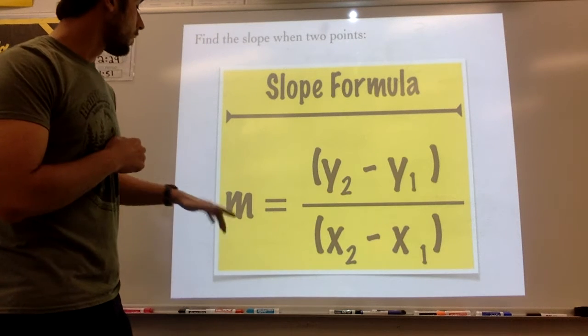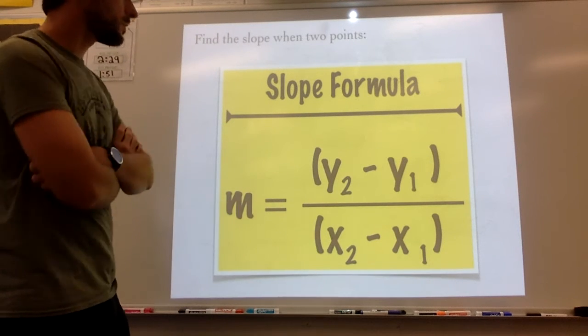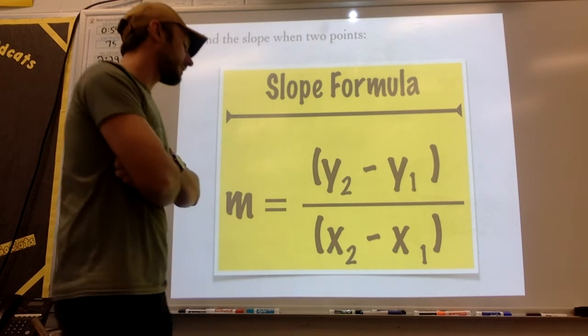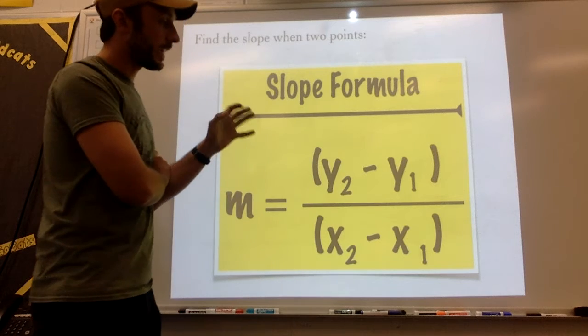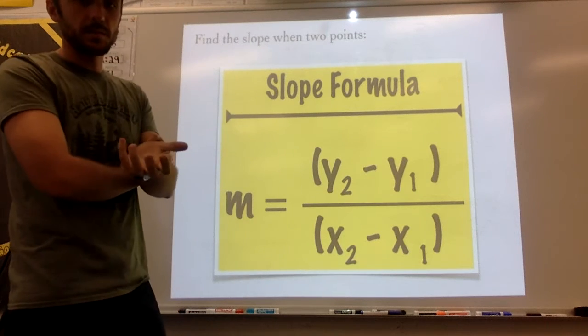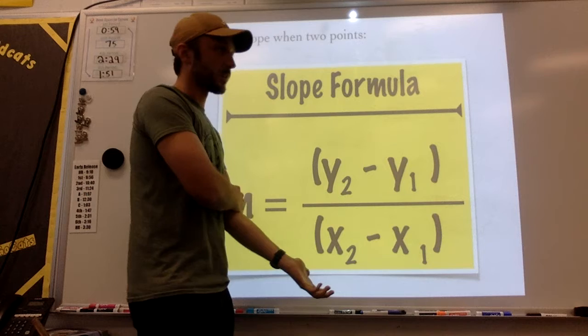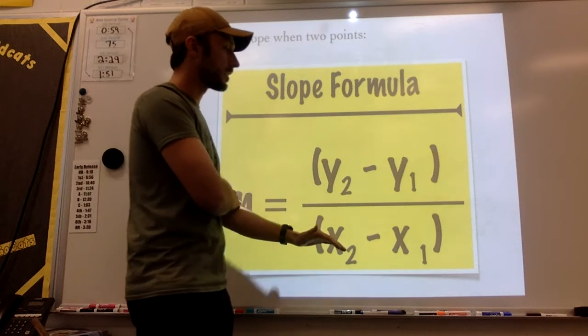Slope formula, where m equals y sub 2 minus y sub 1 all over x sub 2 minus x sub 1. So really, the only thing we're doing here is taking our y coordinates, subtracting, finding the difference of them, and then finding the difference between our x coordinates. This will tell us the rise, and this will tell us the run.